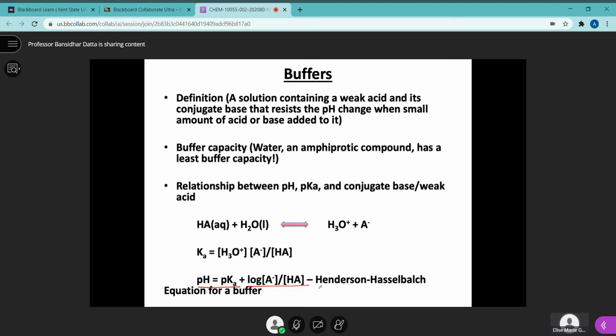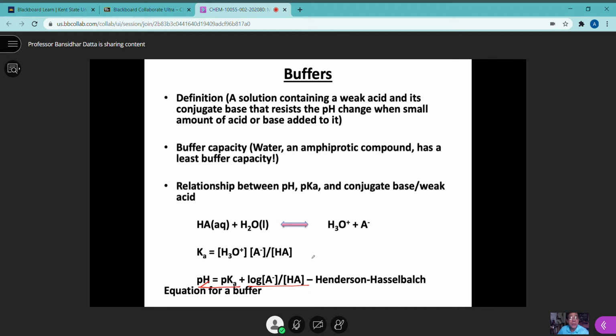I have a question. So it's pH equals pKa plus the log of that stuff. What does the p represent in the pKa? pKa is the negative log of Ka, and pH is the negative log of the concentration of hydronium ion. Those are by definition. Any other questions? If not, let's go to some.